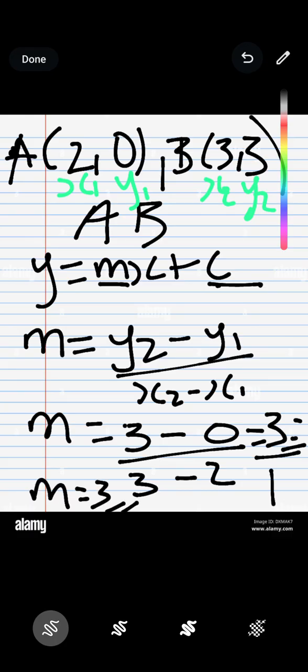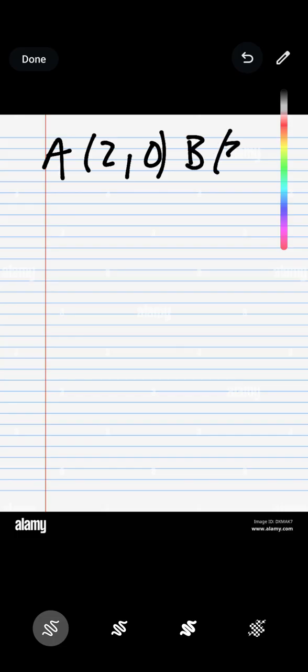This is our m. Once you find your m, the next job is to find your c. Now here there are 2 methods. There's a method that I like and the method that students like. Most students like the second method. So I'll start with my method, then after that I'll go to the method that most of my students like. It's up to you to choose which one you're going to go for. Now that we have the gradient 3, let's not forget the coordinates A (2, 0) and B (3, 3), right?